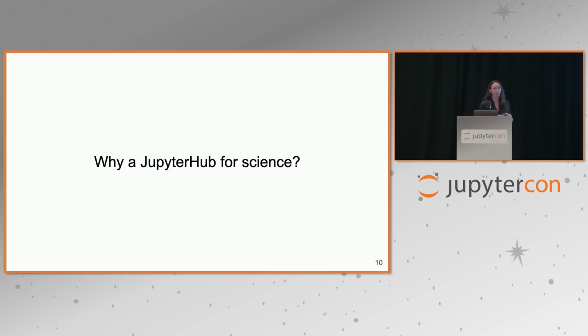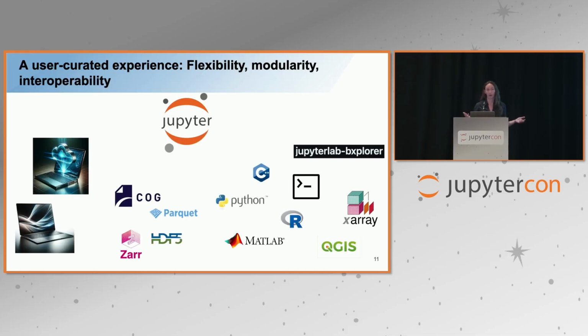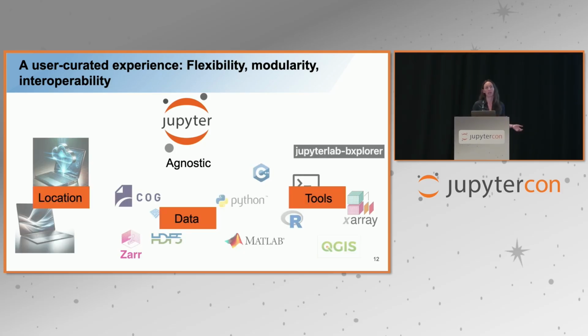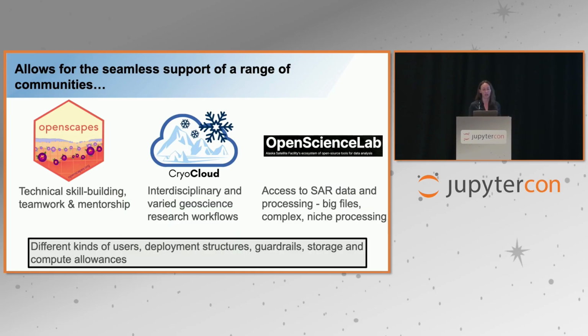So that's our background, and now I'm going to get into what we've learned. Why JupyterHub for science, or for any of our communities? It gives the user a curated experience. There's flexibility, modularity, and interoperability. No matter what location, data, or tools you use, it's agnostic to that. So that's really exciting and makes it possible to seamlessly support a number of communities.